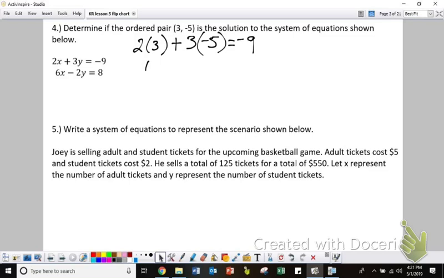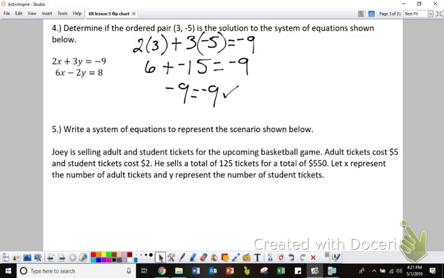So 2 times 3 gives me 6. Plus 3 times negative 5 gives me negative 15, so I have 6 plus negative 15. And if I combine those two, 6 minus 15 should give me negative 9, and that is equal to negative 9. That one works. That's great, but that doesn't mean that it is the solution. I still have to check the other equation.